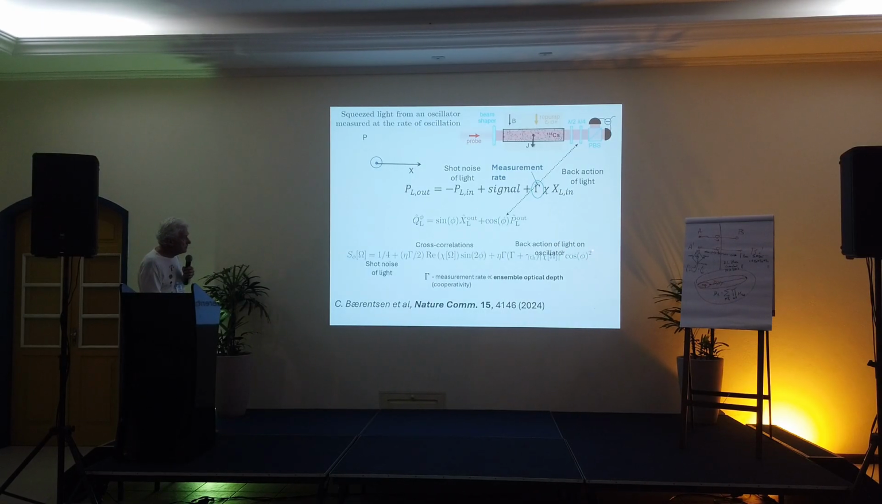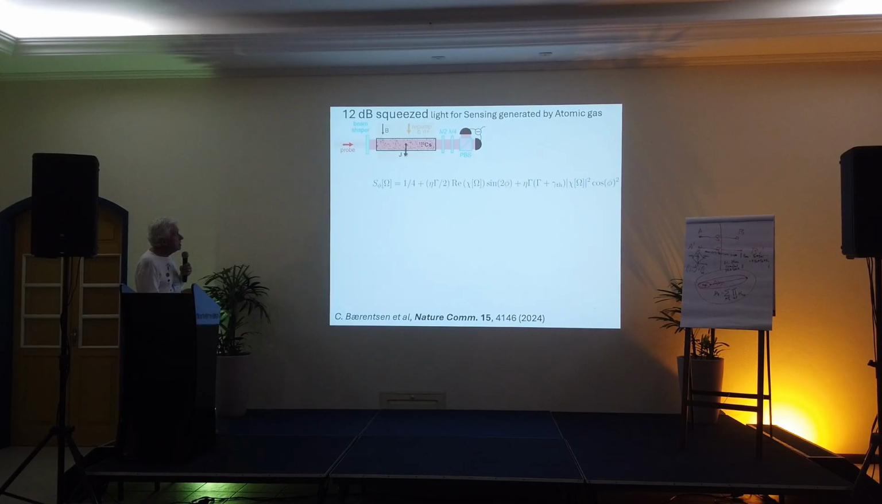So, if you now introduce this phase shift, then you will see that, in fact, there will be a cross-correlation between the back action and the shot noise. And this cross-correlation can have a negative sign because the sign can be negative as well. And so, this is what you get.